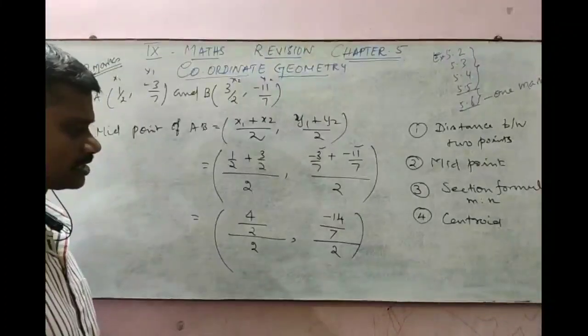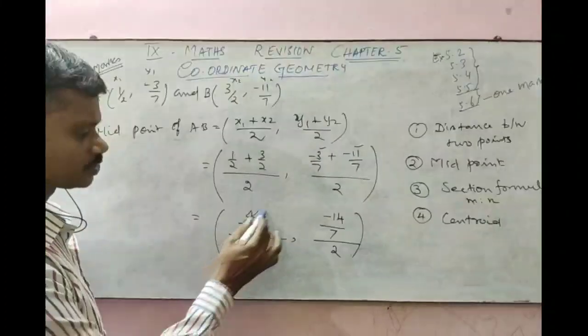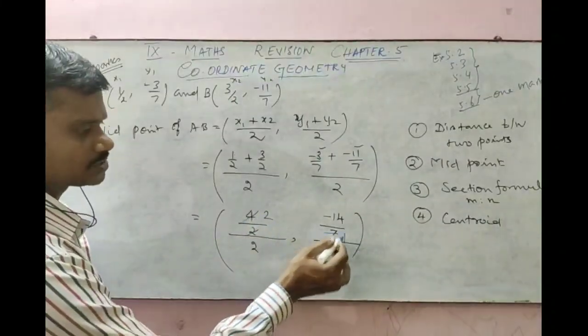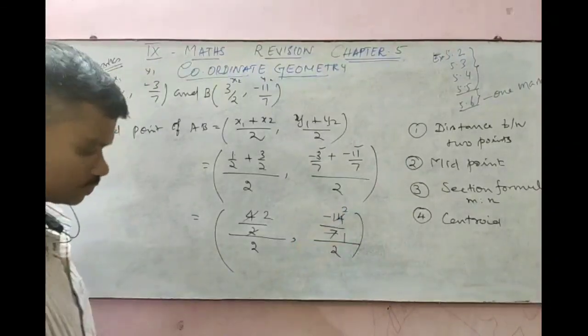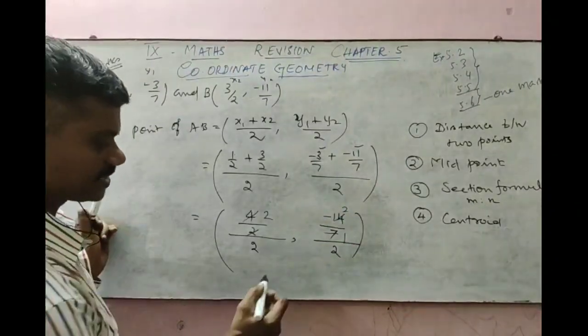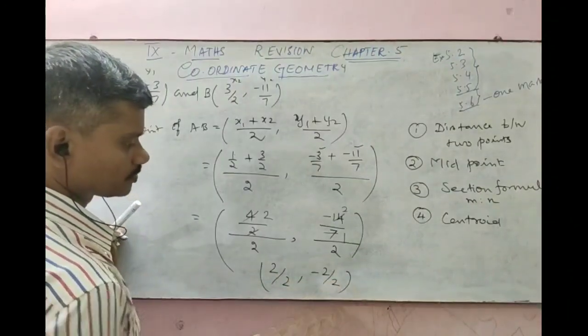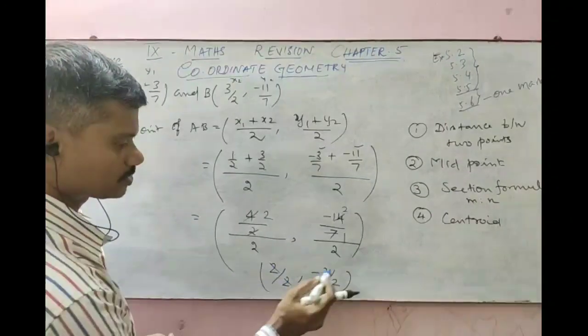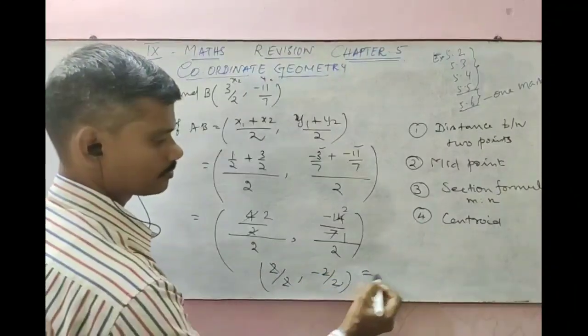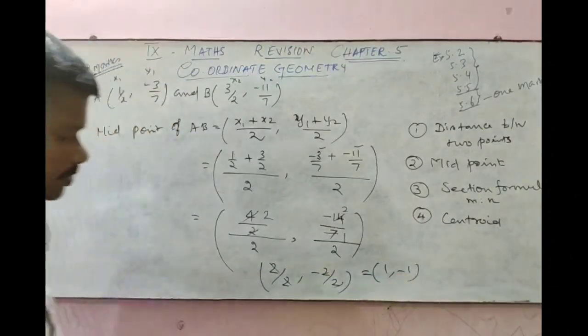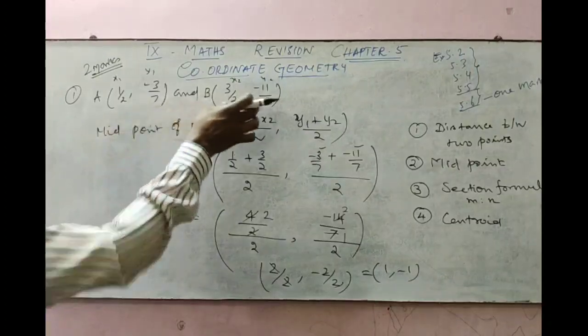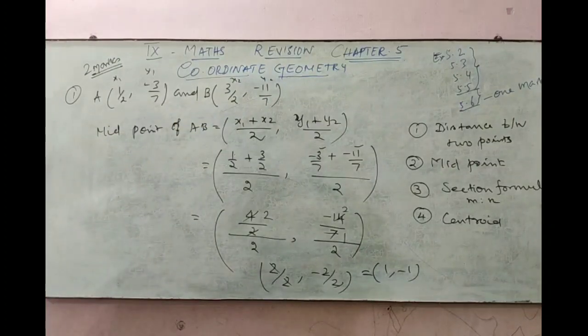You can cancel the 4 with 2. You will get 2. Here also 7 can be cancelled with 14. You will get 2. So you will get the answer as 2 divided by 2 comma minus 2 divided by 2. Again you can cancel those two values. You will get the answer as 1 comma minus 1. So this is the midpoint of the two given points A and B.